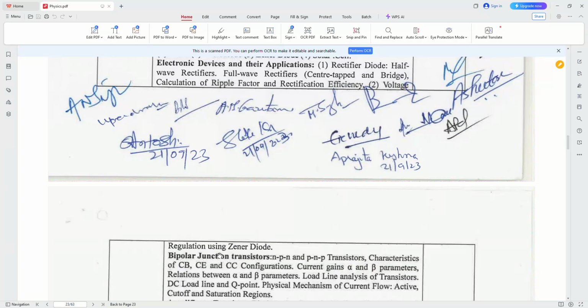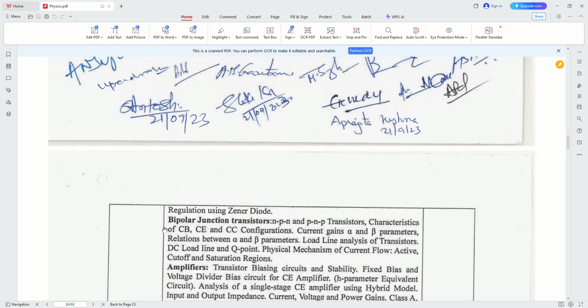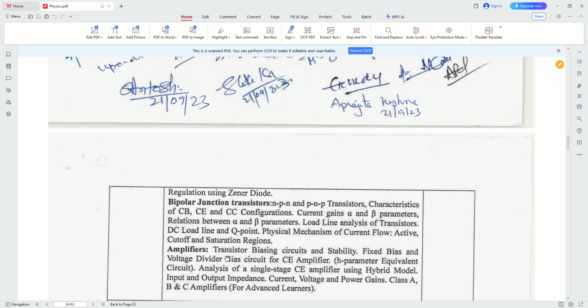Voltage regulation using Zener diode, bipolar junction transistor, NPN transistor, PNP transistor, characteristics of CB, CE and CC configurations, transistor alpha and beta parameters, and relation between alpha and beta parameters. Common base, CB common base, common emitter. Load line analysis of transistor, DC load line and Q point. Physical mechanism of current flow, active, cutoff and saturation regions.